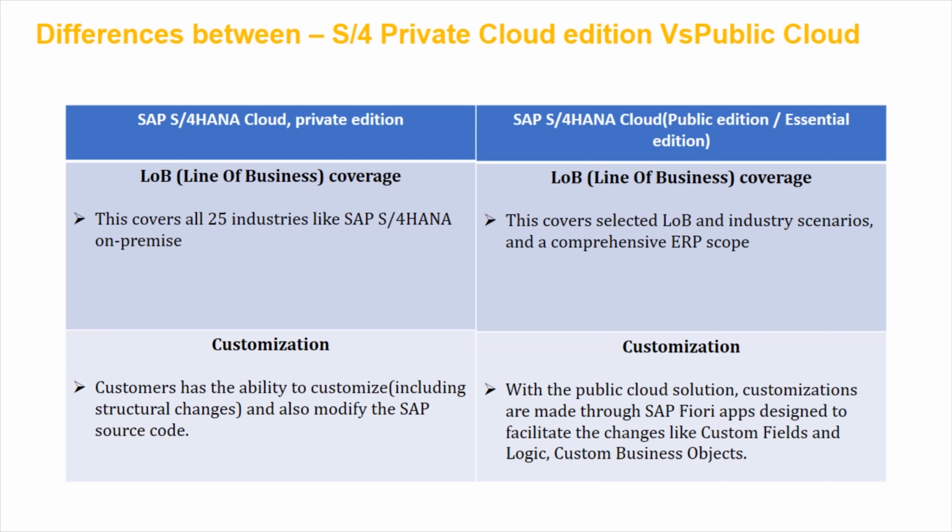Here you can see the lines of business are well defined, industry specific, for more than 25 industries. Probably there may be some updates as of now. If you see the lines of business, such as manufacturing, finance, sales and service support, it is very limited.